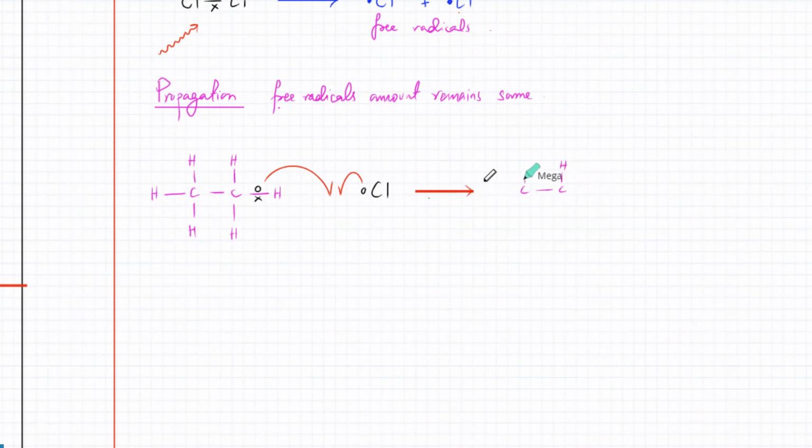So the hydrogen atom in ethane gets pulled by the Cl. The hydrogen, instead of sharing electrons with carbon, ends up sharing electrons with Cl. And that's how the Cl radical becomes an HCl molecule. It gets its electrons. Okay, is this idea clear so far?